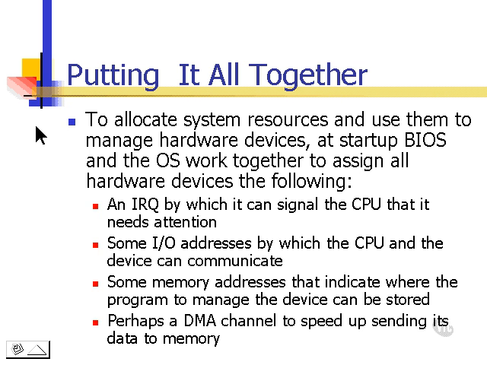So to put it all together, to allocate system resources and use them to manage hardware devices, at startup, BIOS and the operating system work together. They assign all the hardware devices the following: an IRQ, by which it can signal the CPU that it needs attention, some I/O addresses by which the CPU and the device will communicate, some memory addresses that indicate where the program to manage the device is stored, and then perhaps a DMA channel to speed up sending data to memory without bothering the processor.